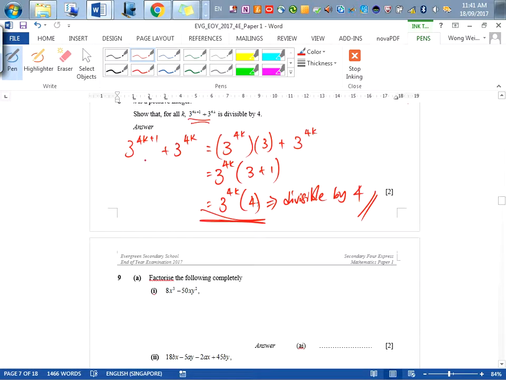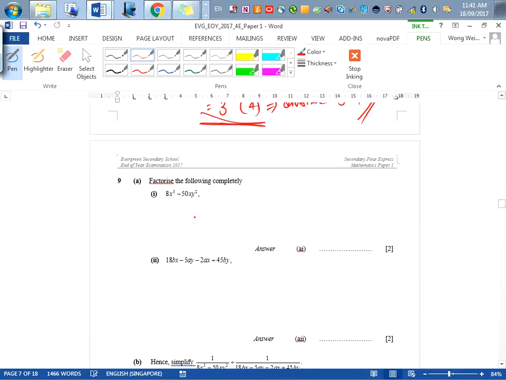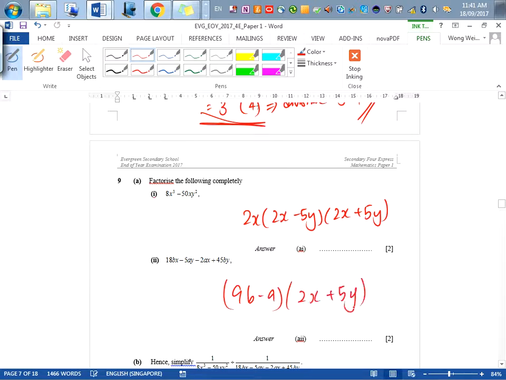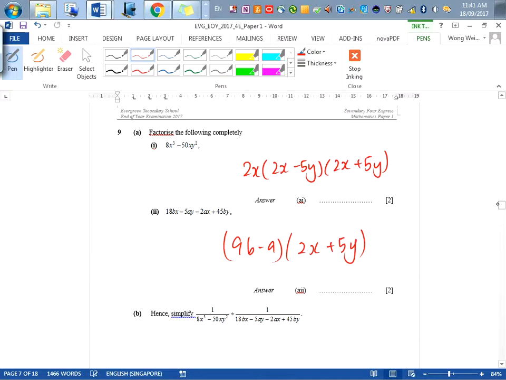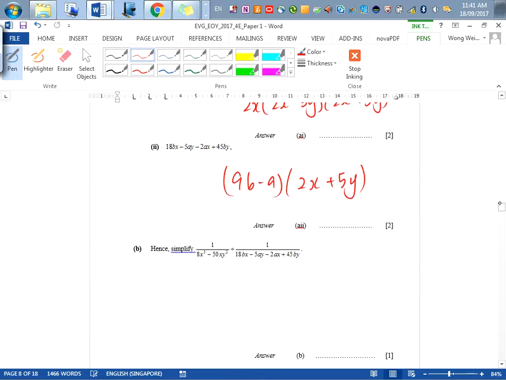And have we done something like this before? Have we done this type of question before? Yes, in one of your TYS questions, you've done it before. Factorize completely. This one was alright. 2x. Next one also okay. I won't be going through these two because they are okay. Similarly for part C, part B, answer will be 9b minus a.